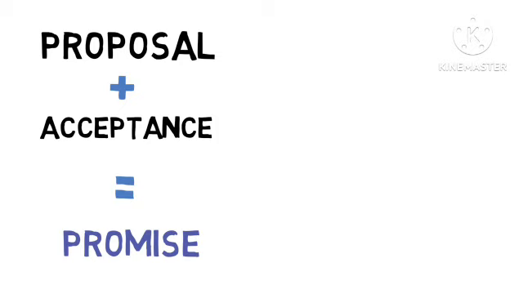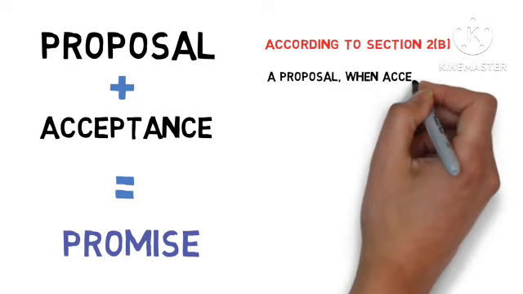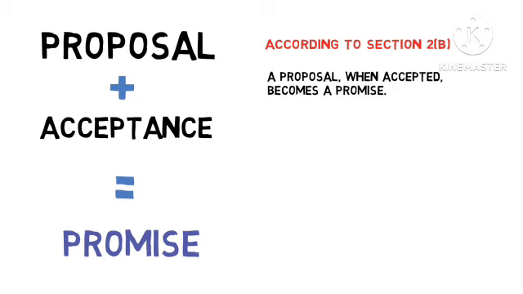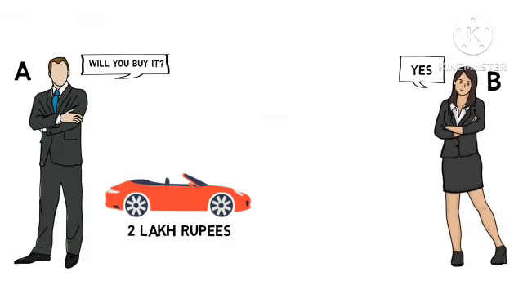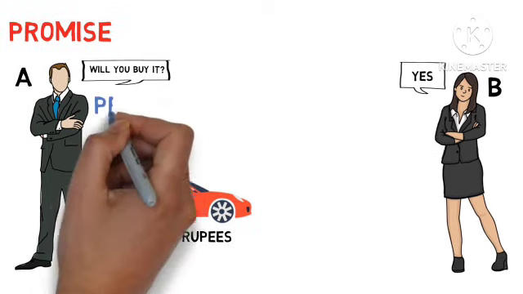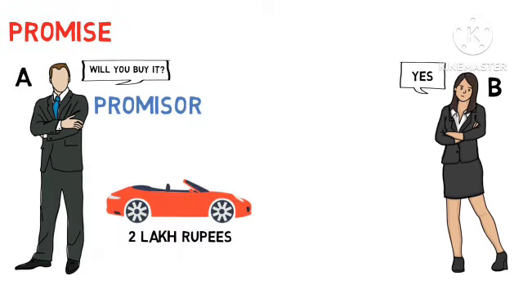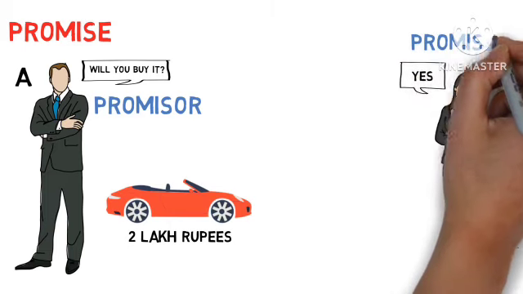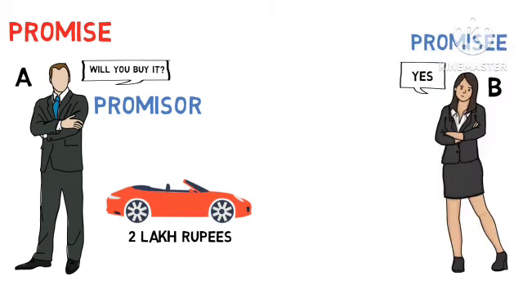Now let's see promise. Promise is defined under Section 2(b). According to Section 2(b), a proposal, when accepted, becomes a promise. As we have seen, A has made an offer to sell his car and B has accepted that offer. Now, after this acceptance, this is a promise. The person who makes an offer is called the promisor, and the person who accepts the offer is called the promisee.